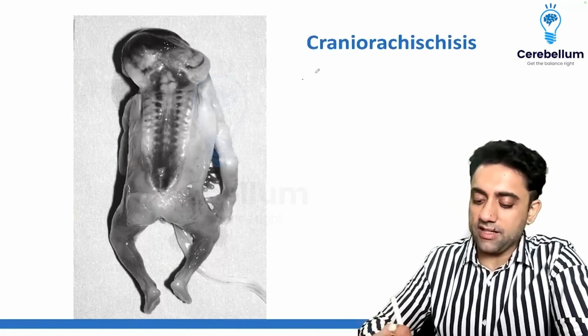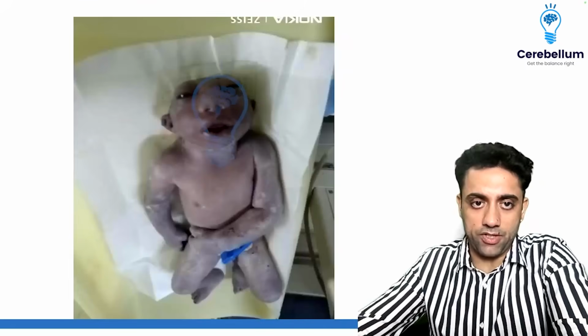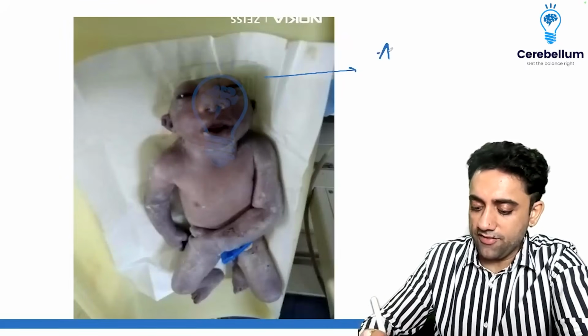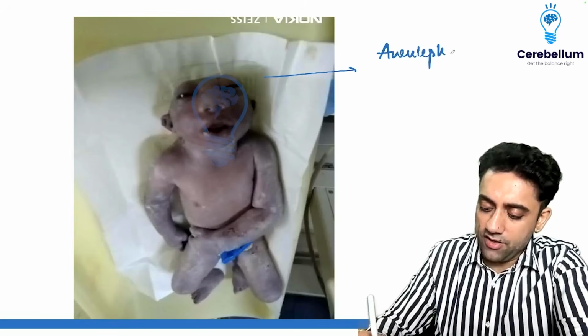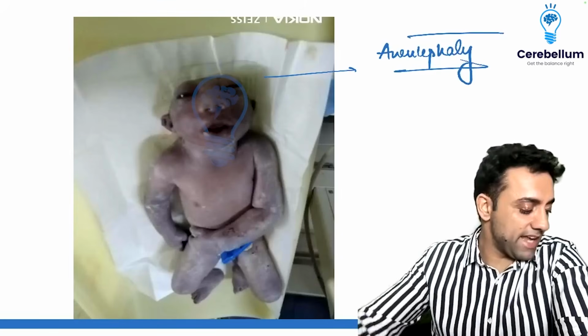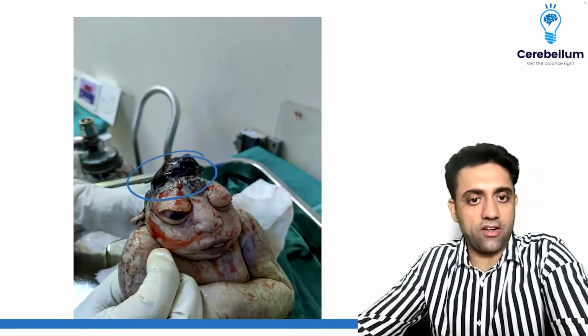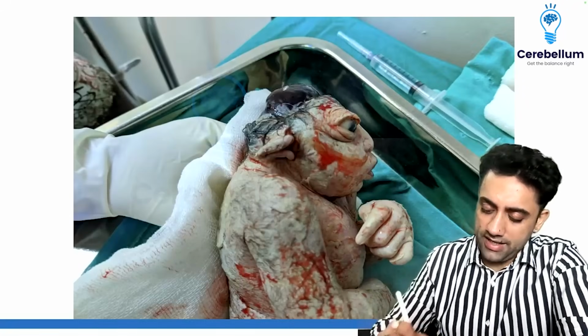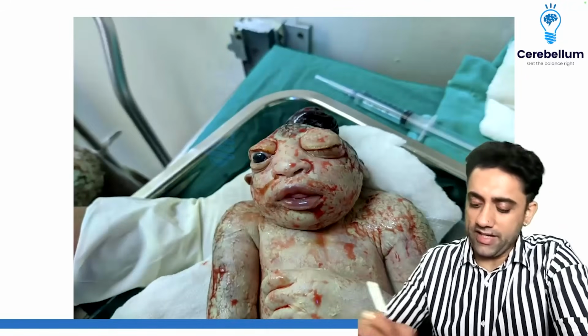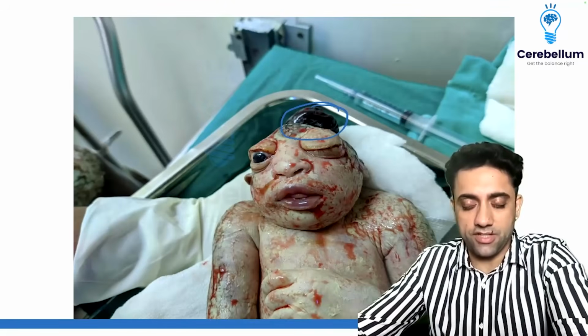So this is a classical case of craniorachischisis, an exam question. This is a flat head. Only when you see a flat head or an absent calvarium and absent scalp, you will think of anencephaly. This is anencephaly. This also, the head is not there, anencephaly. I wish this baby comes in your dreams tonight.